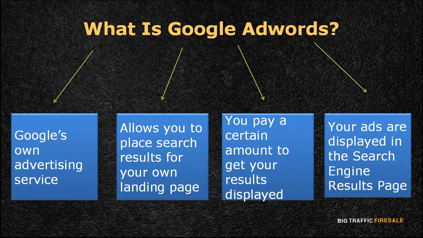So what is Google AdWords and how do you utilize it to generate traffic? Google AdWords is Google's own advertising service, which allows you to place search results for your own website or landing page. The search results for your product or service will appear on the search engine results page, the SERP, which you would have to pay a certain amount to get your results displayed.